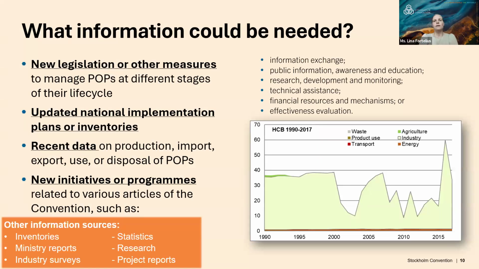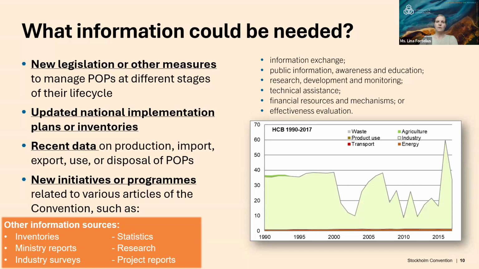So let's have a look at what kind of information is generally required in the reporting. First and foremost, as the convention requires implementation of prohibitions for production, use, import, and export, you need to review your national legislation. So new legislation and other measures to manage POPs at different stages of their life cycle are relevant and requested in the report. Your national implementation plan, hopefully up to date, and its updates are requested, and they also provide a useful source for filling in the report. The same can be said for any release, emission, or waste inventories your country has produced since the previous reporting.